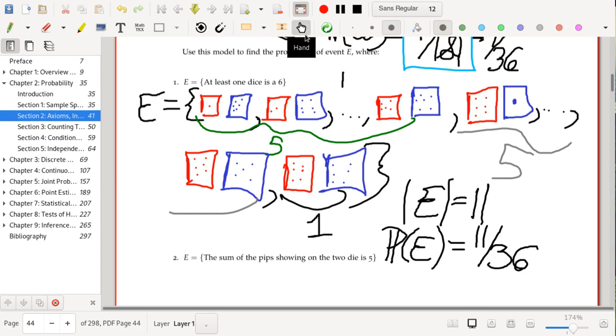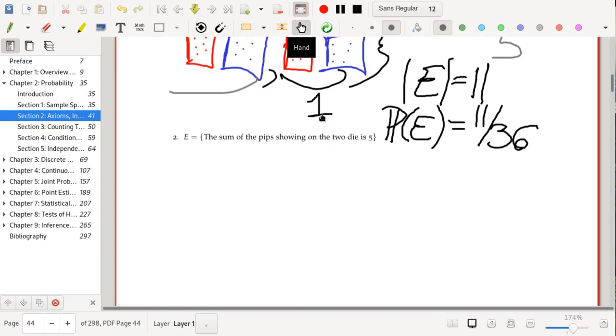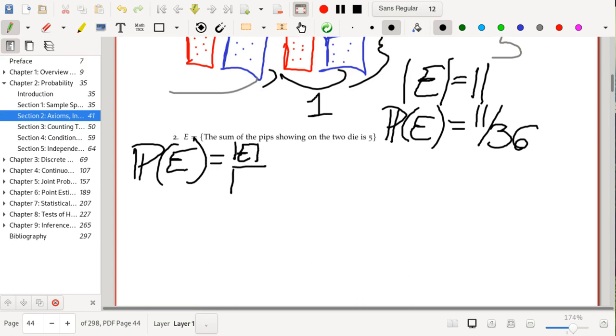And in fact, once you have this assumption that all outcomes in this finite sample space are equally likely, in general, the probability of any event E is going to be the number of elements in E, or the size of E, divided by the size of the sample space. So at this point, all we need to do is determine how many elements are in our event in order to figure out that event's probability.